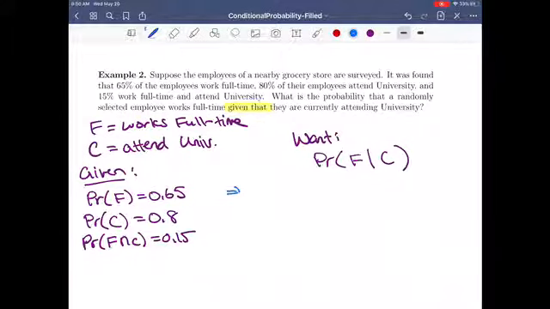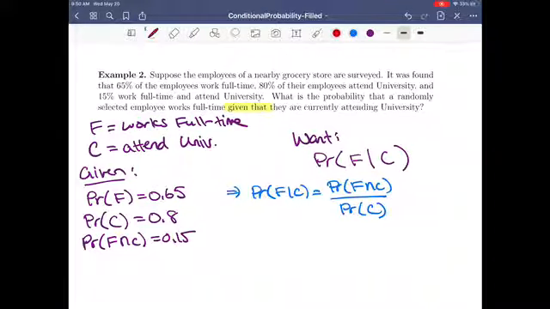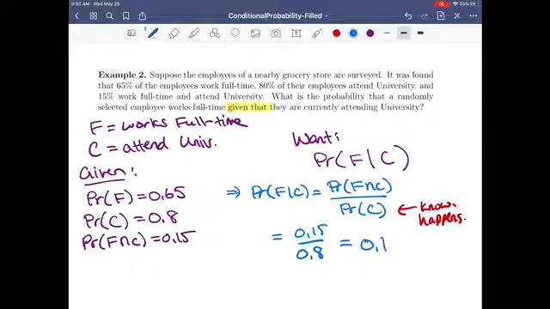Then to compute this, we're going to use the formula. It's the probability of the intersection over the probability of the one that we know happens. The one that we know is the one that goes on the bottom. Now we have both of these numbers. The intersection was 0.15, and the probability they attend college is 0.8. If we compute this, it's 0.1875.